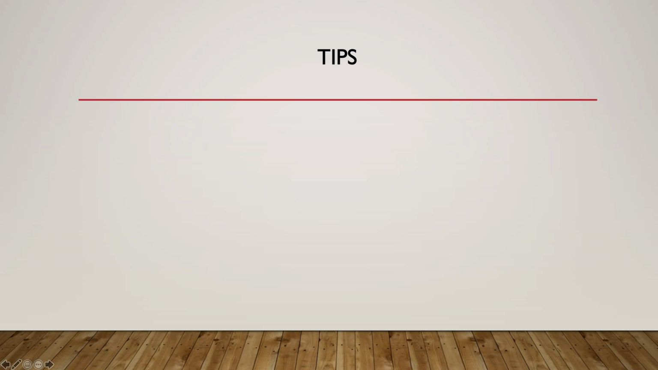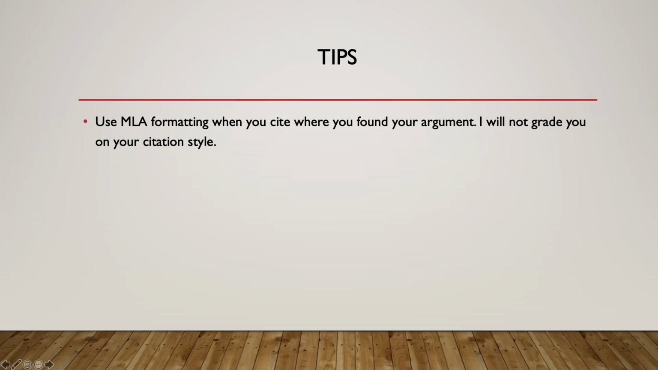Okay, a few tips. So, I want you to use MLA formatting when you cite where it is that you found your argument and any other citations that you need to make in the paper. I don't anticipate there being many other than the one where your argument is located, but in the case where you need to cite something, use MLA format.